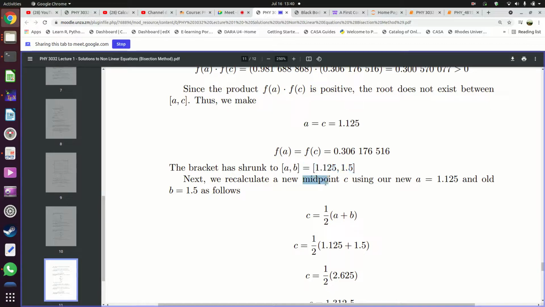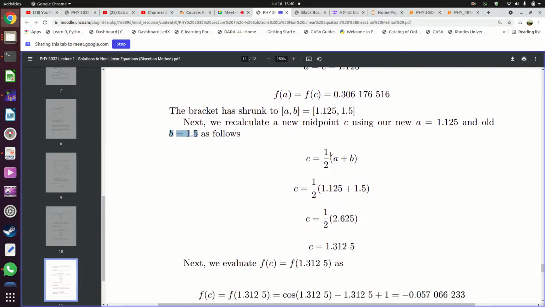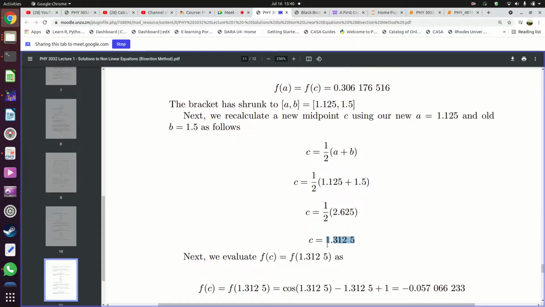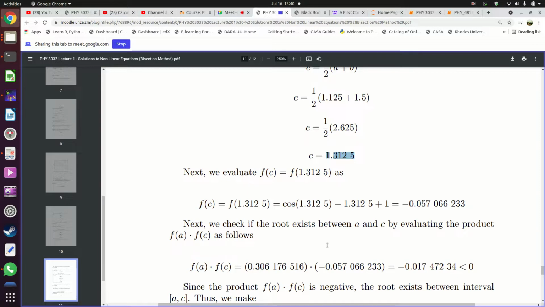Next, we work out a new midpoint C based on this new bracket which we have. So we have got a new A, which is 1.125, and you've got an old B, which is 1.5. So C is going to be half A plus B. That's going to be C equals to half 1.125 plus 1.5. You add this stuff inside here, you end up with 2.625. Then you divide this by half, you end up with C equals to 1.3125. So this is going to be your new midpoint. With this midpoint, next you want to find out what is the value of the function at the midpoint.